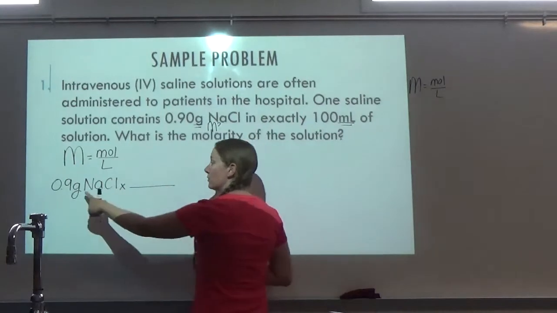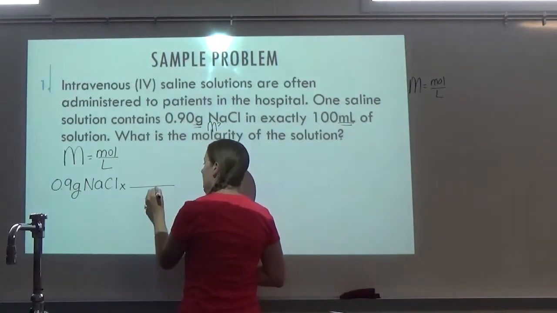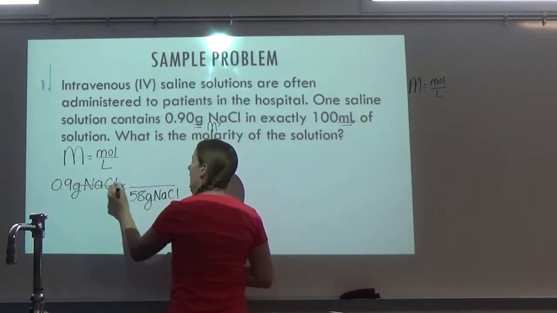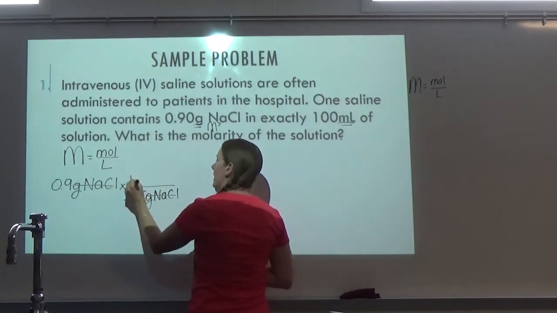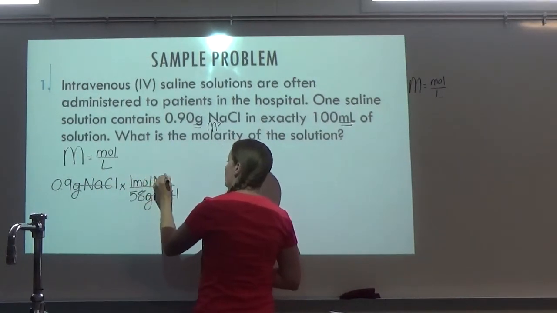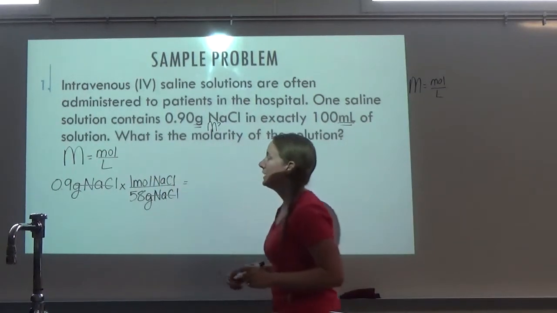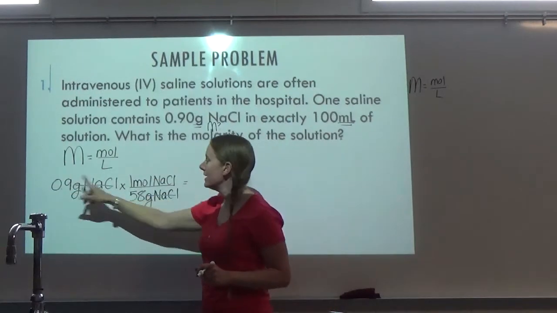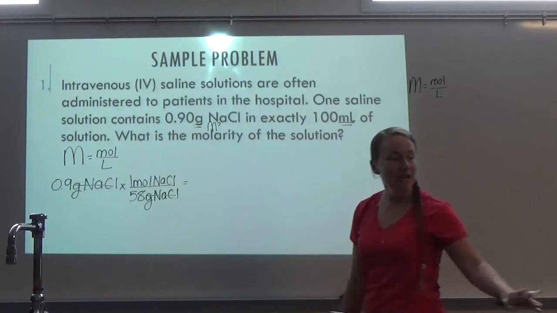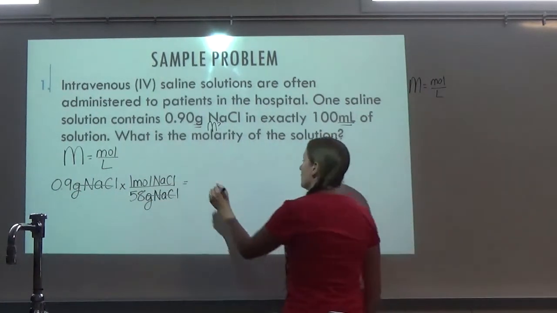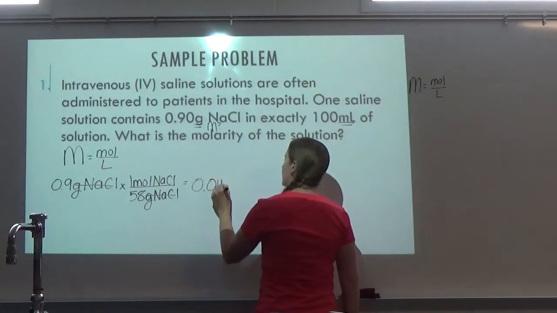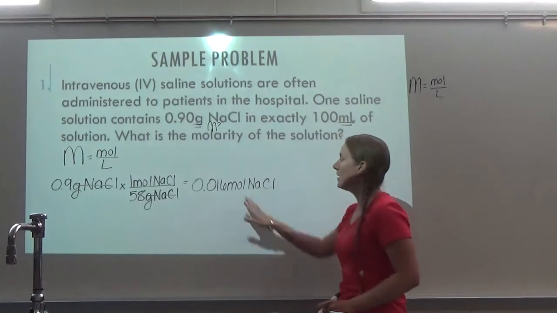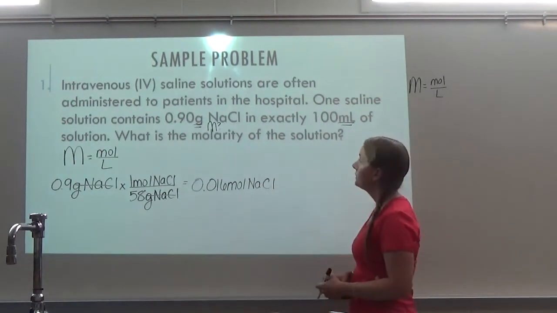So I follow the golden rule. My grams go on bottom, so it will cancel. So my 58 grams goes on bottom. And remember, whenever you add up molar mass, that always equals 1 mole. Okay, so then, because one number is on top and one's on bottom, I'm going to do 0.9 divided by 58. And so when I do that, I get 0.016 moles. So now I know how many moles of salt I used.